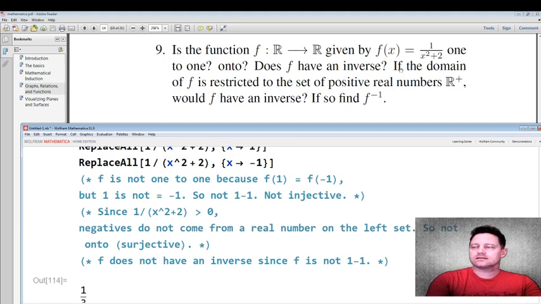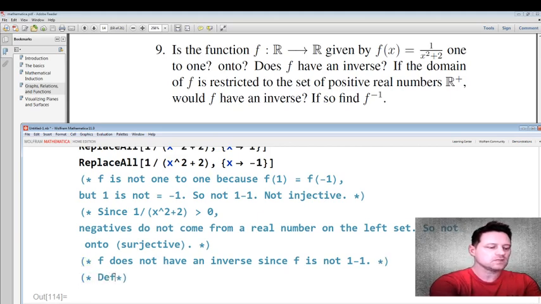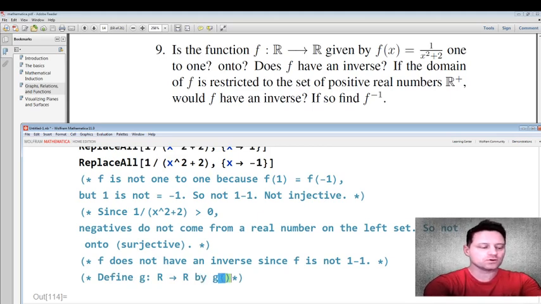Now, the next question asks, if the domain of f is restricted to the set of positive real numbers, would f have an inverse? Well, remember, we have to check whether this new function is 1-to-1. Okay, so let's define a new function g that sends real numbers to real numbers by the same rule.